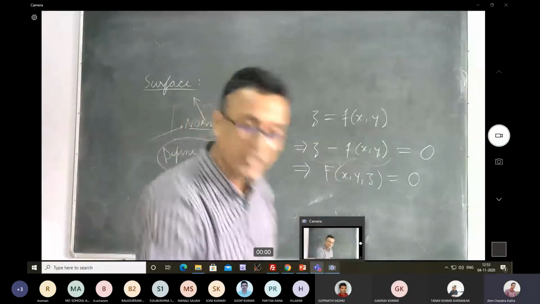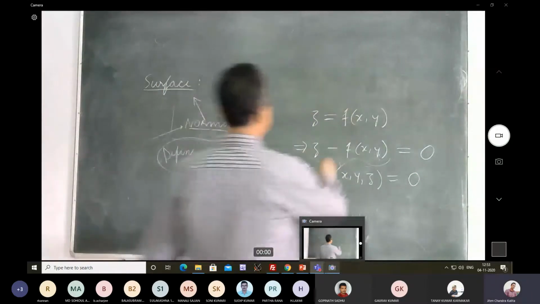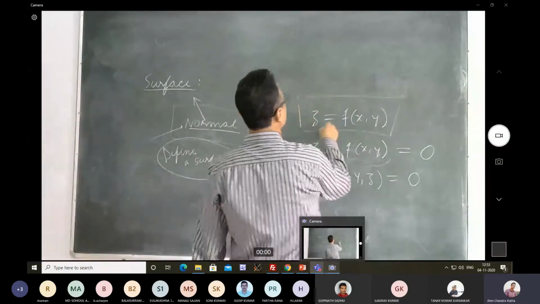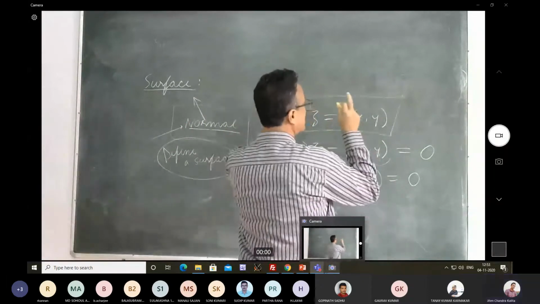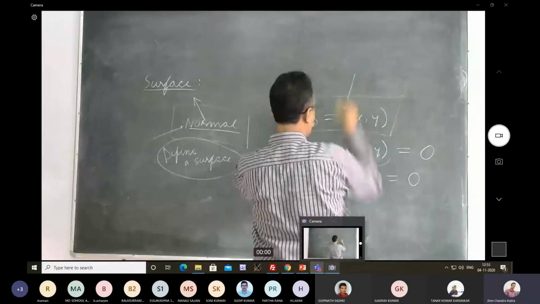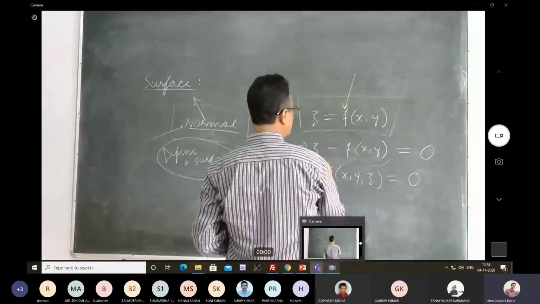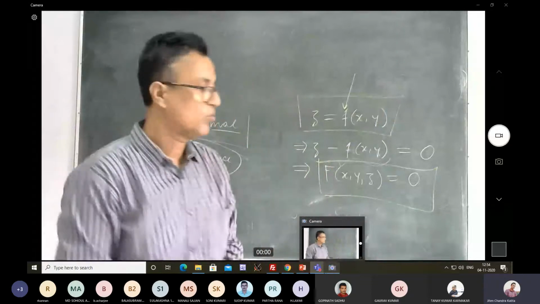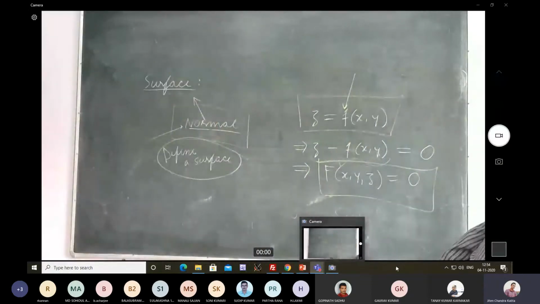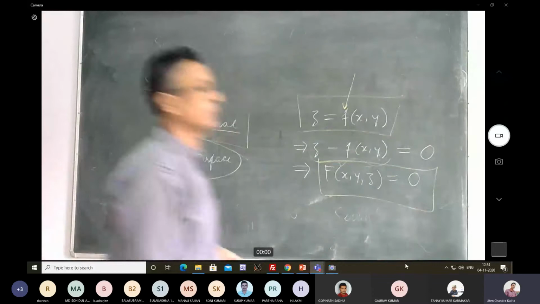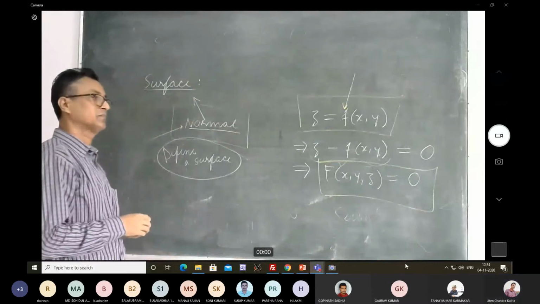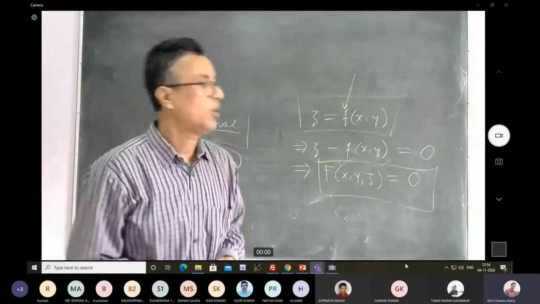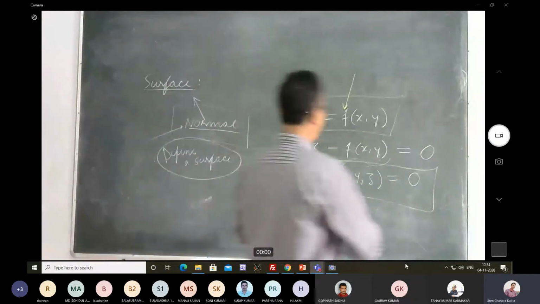Yes. So now, can you tell me what is the difference between the way I have defined the surface through this function and through this one? Can you tell me what is the difference between these two? Explicit, implicit. Explicit, implicit. Okay, fine. Yes, one is done.